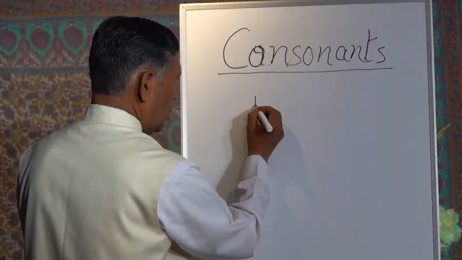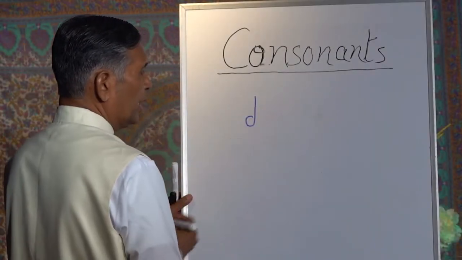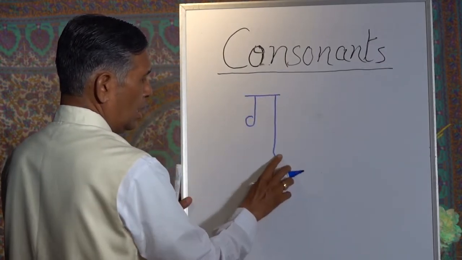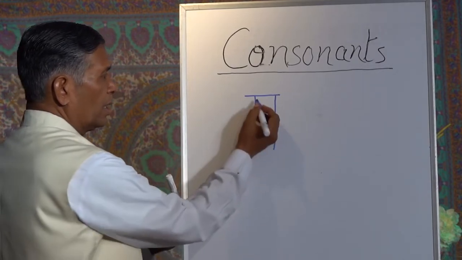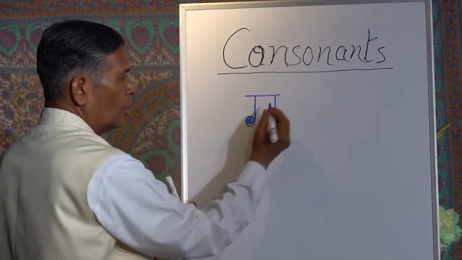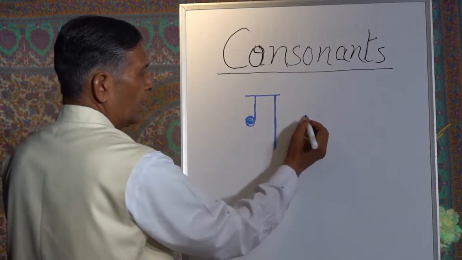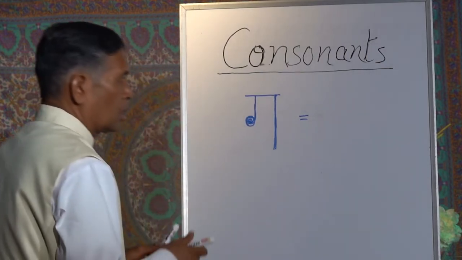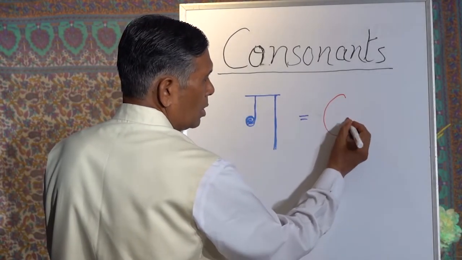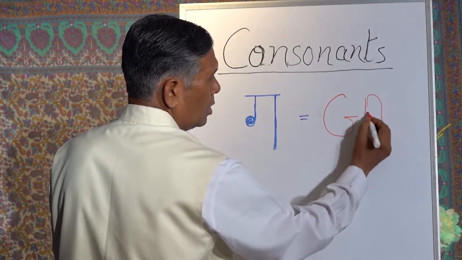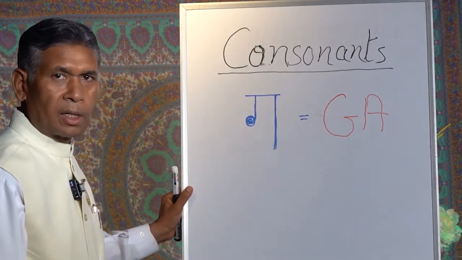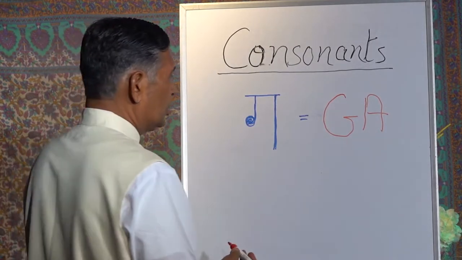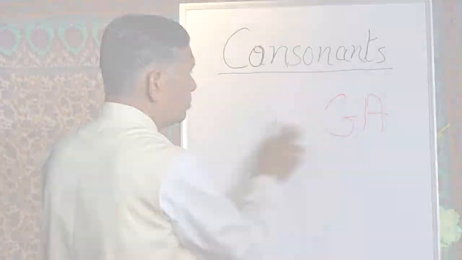Now the third one, go straight here, make here little and little bigger. Okay? Here to here, here a little bold, and this line. This is the sound ga, ga for Ganga, ga for Gana, ga for Geet. So this is ga.